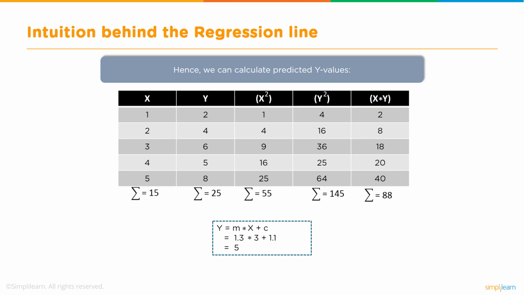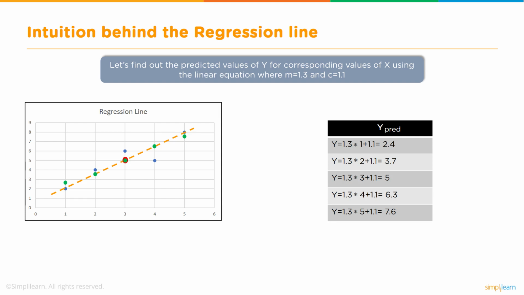Y equals m times x plus c equals 1.3 times 3 plus 1.1 equals 5. And this would be the example of x equals 3. You could also put in x equals 6, an unknown value. Let's find out the predicted values of y for corresponding values of x using the linear equation where m equals 1.3 and c equals 1.1.